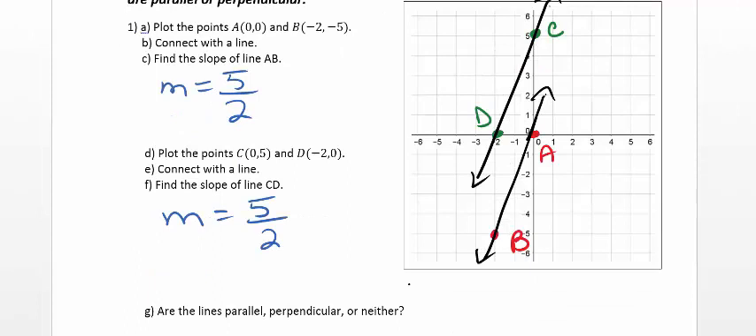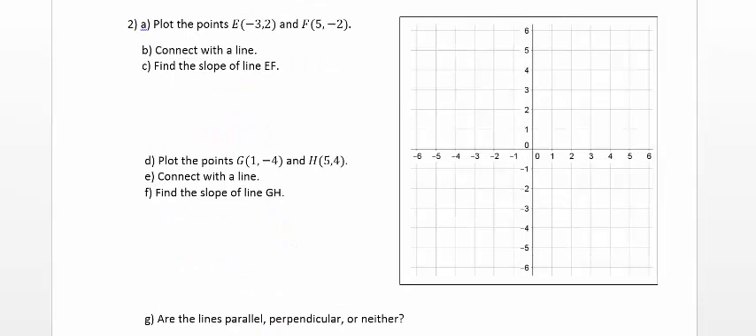Now we have to determine if these lines are parallel, perpendicular, or neither. Well, they look parallel on the graph, but the way we know for sure is that these two slopes right here are the same, and if the slopes are equal to one another, then the lines are going to be parallel. In number 2, we're going to do the same thing and plot the points E and F.